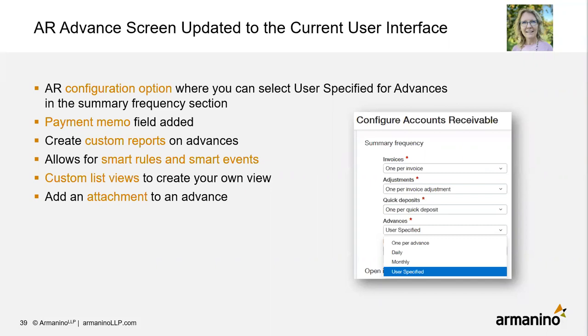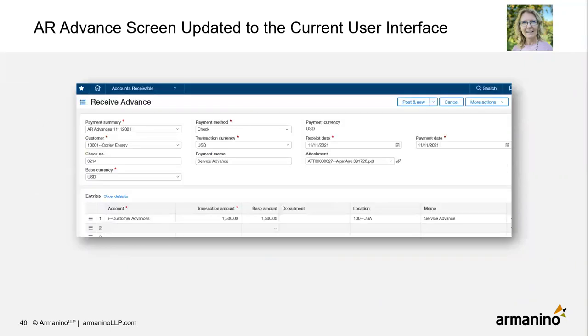And you have the ability now in the configuration screen to create your own summary because we know it has to post, right? It's going to debit cash and credit an advance account or whatever we have set up. So there is a configuration setting under AR where you can choose, do you want it to just create its own, or do you want to be able to create your own user-defined summary, which is very nice. So for those of you that use AR advances, I know you're excited because we finally see it in the new user interface, which gives us so much more of that functionality.